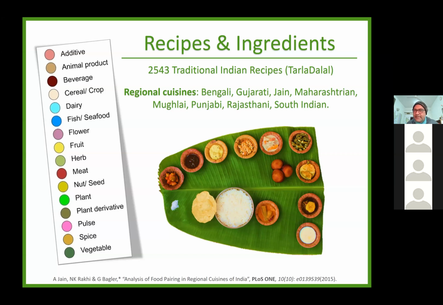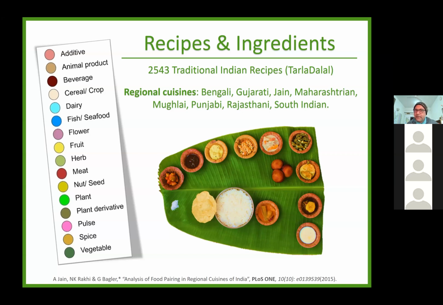And we collected these recipes. We had 2,543 recipes. I don't know whether this seems a large number or a small number to you, but at the time when we started this in 2014 and 15, it seemed a fairly large number for us to investigate. These recipes were composed of 193 odd ingredients which belong to different categories.